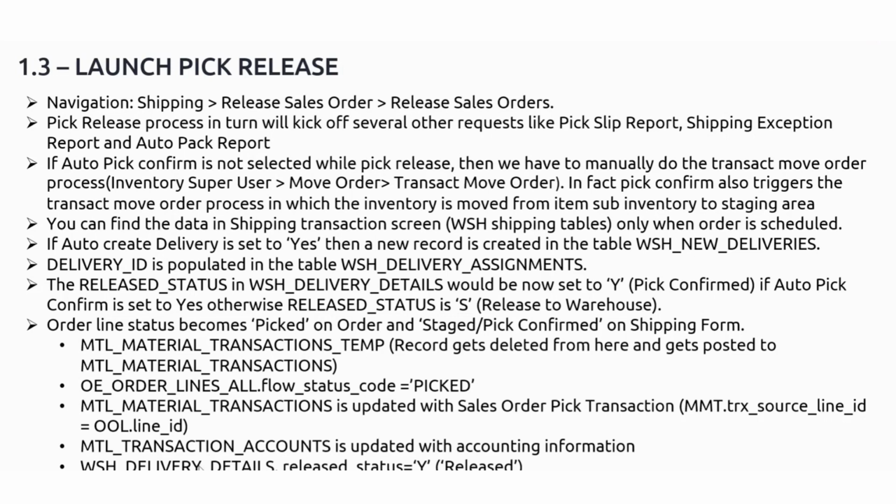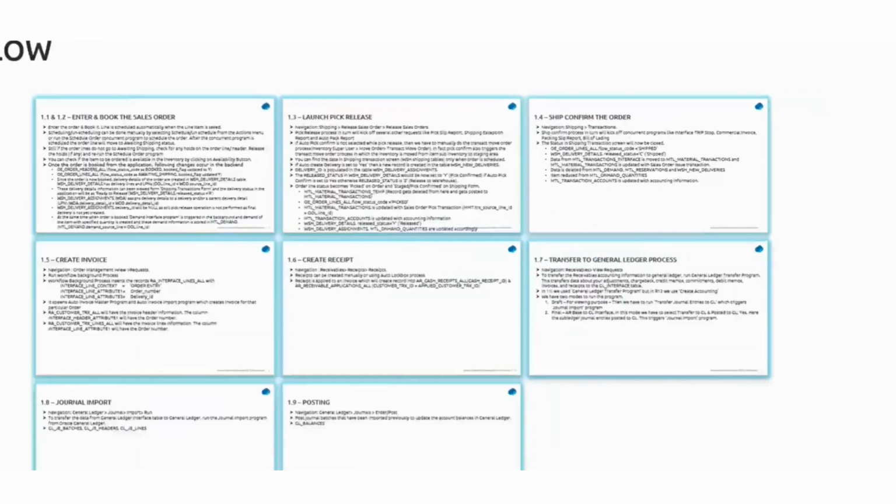So those different statuses will be basically traversing from 1.3 to 1.4. So it will be launch pick release to ship confirm. That will be traversing from this step to the ship confirm step. Okay, and how that particular cycle will flow, we will have another slide for that, which is in the end, which is more of a technical approach, showing how and at what particular stage, what will be the status of the delivery line. Okay, so the next is ship confirm the order.